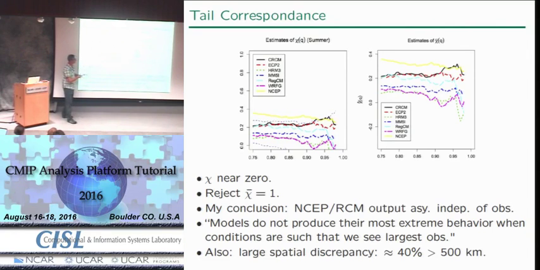With Mike Wehner, a postdoc of Mike's is looking at this with just reanalysis data and observations. Unfortunately, one of the things he's finding is that if you take one observational product and another observational product, they don't even agree on their extremes. So when comparing to observations, you've got to kind of cross your fingers there. Okay, I'm done. Thank you.